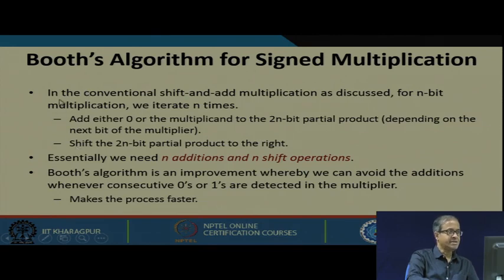As I have just said, in the conventional shift and add multiplier, for n bit multiplication, we have to repeat the process for every bit, n times. You either add 0 or the multiplicand to the partial product at every iteration, and also you shift. So, we need n additions and n shift operations. In Booth's algorithm, we are trying to avoid additions wherever possible. Very specifically, whenever there are consecutive zeros or consecutive ones in the multiplier, we avoid additions. This can make the process faster.